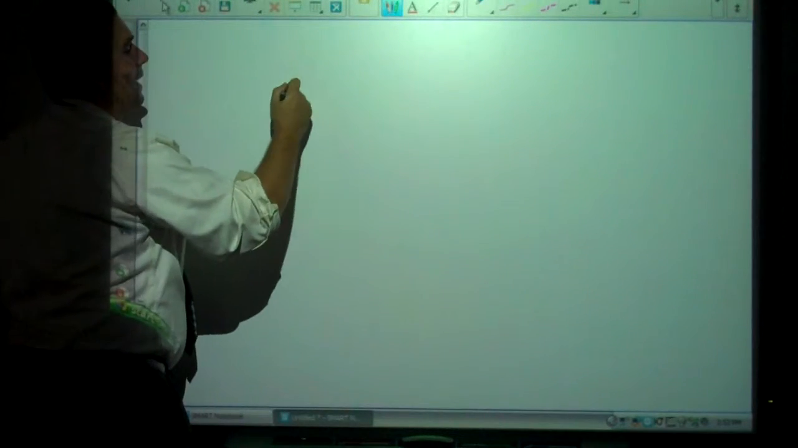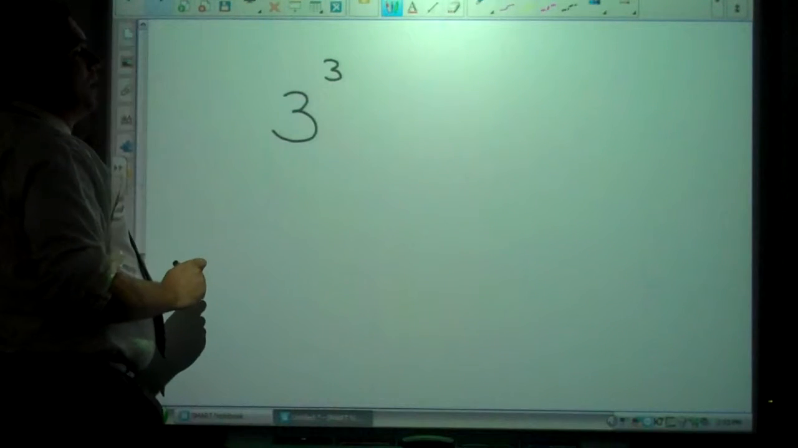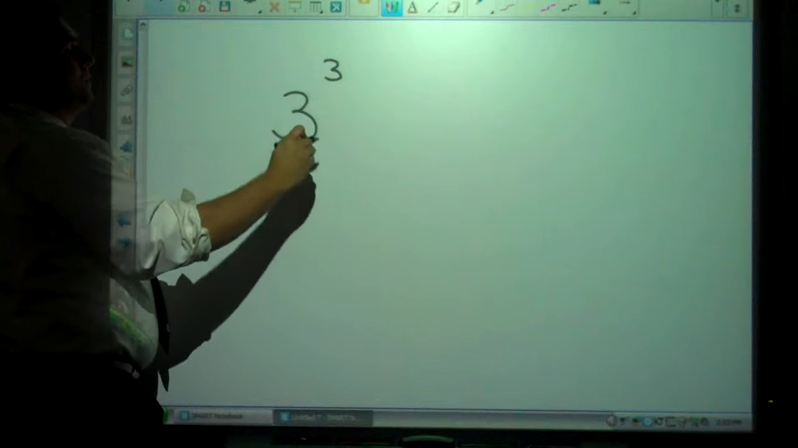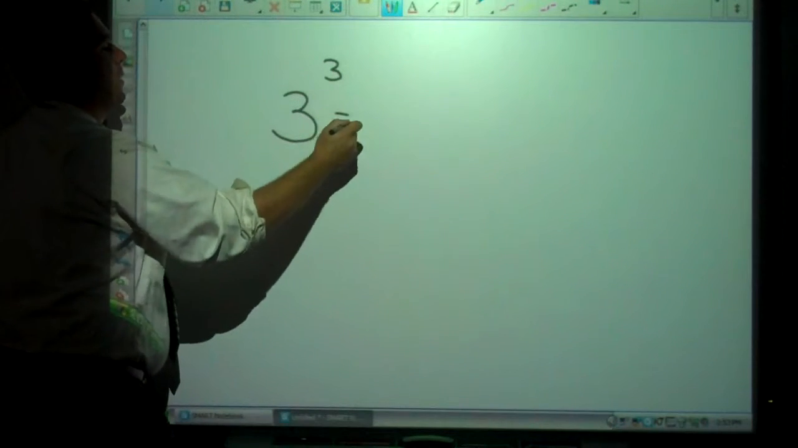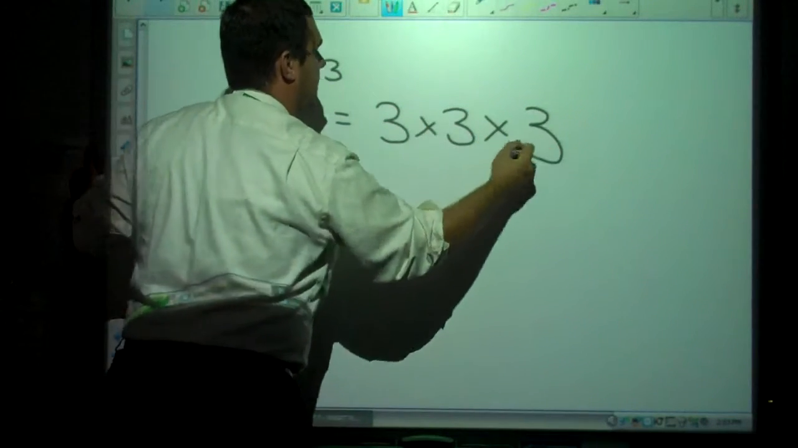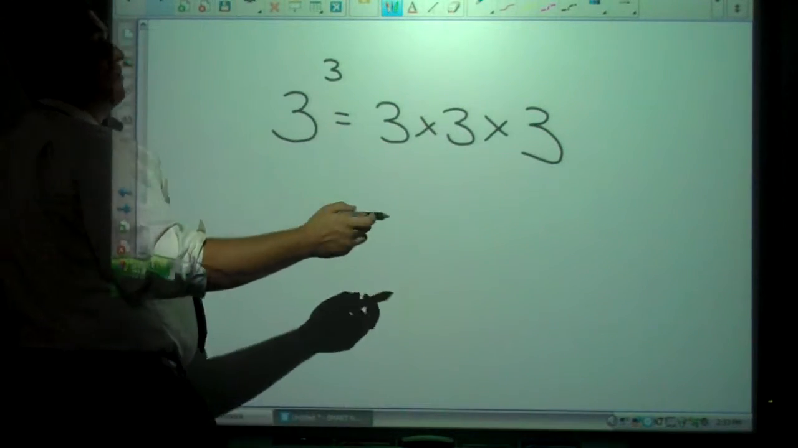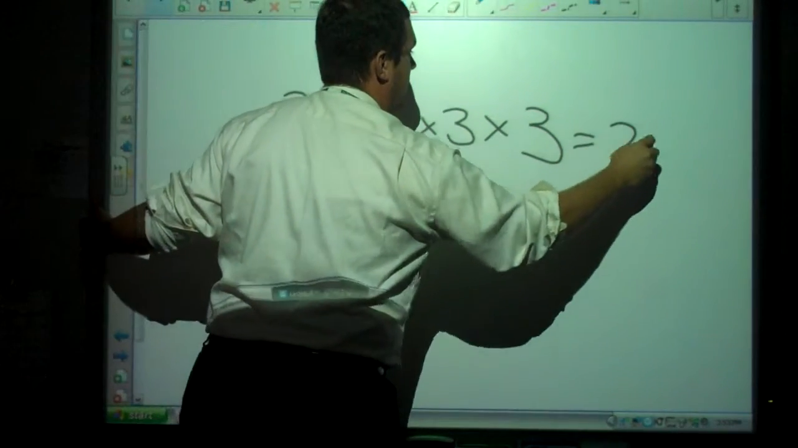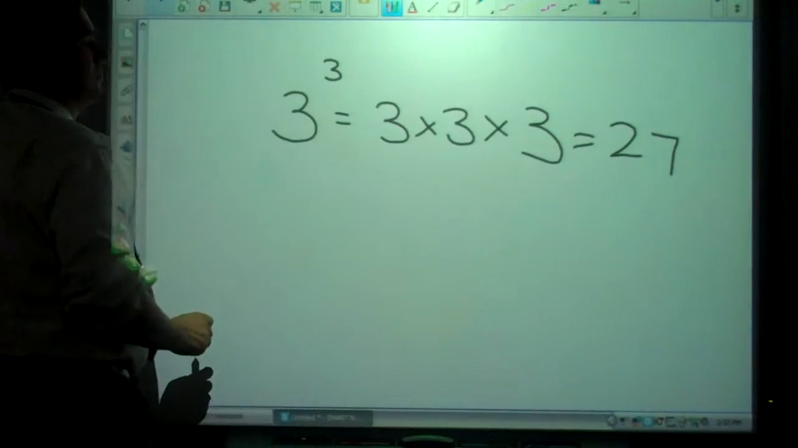Let's think about 3 to the 3rd power. We have the exponent telling the 3 how many times to multiply itself by. What this equals is 3 times 3 times 3. We can do out the work. 3 times 3 is 9. 9 times 3 is 27. So 3 to the 3rd power equals 27.